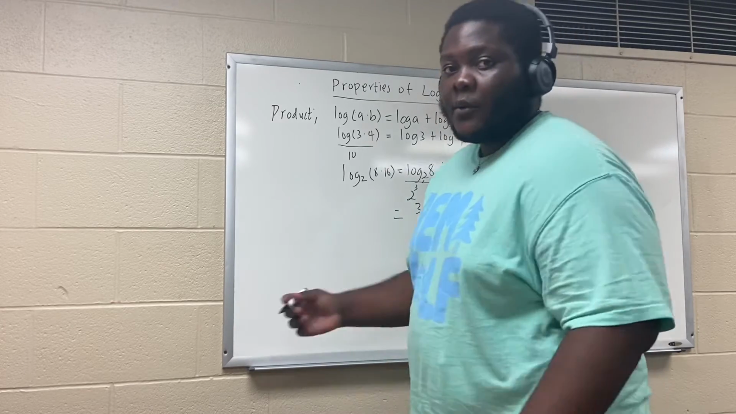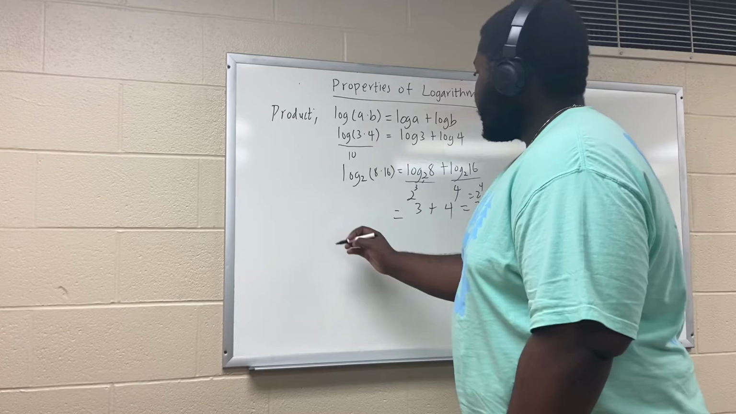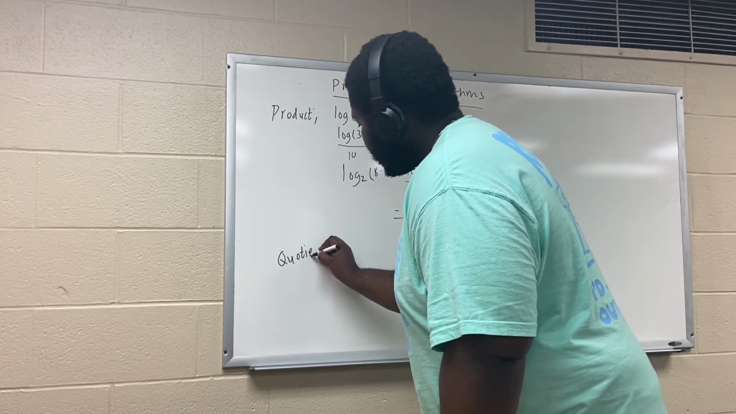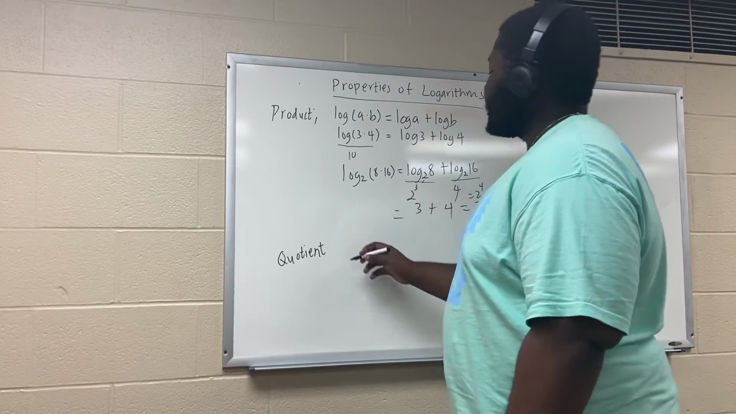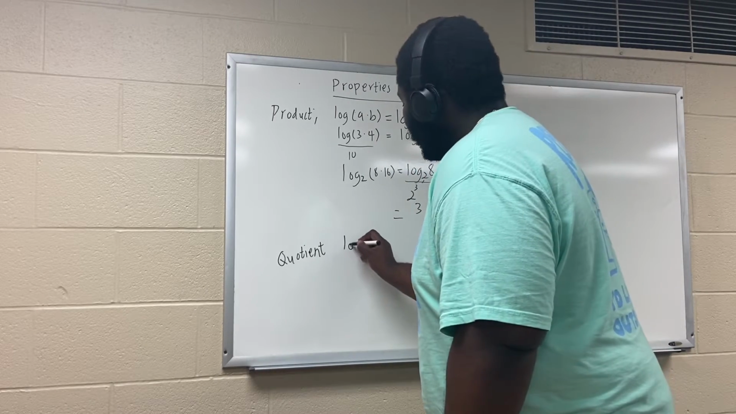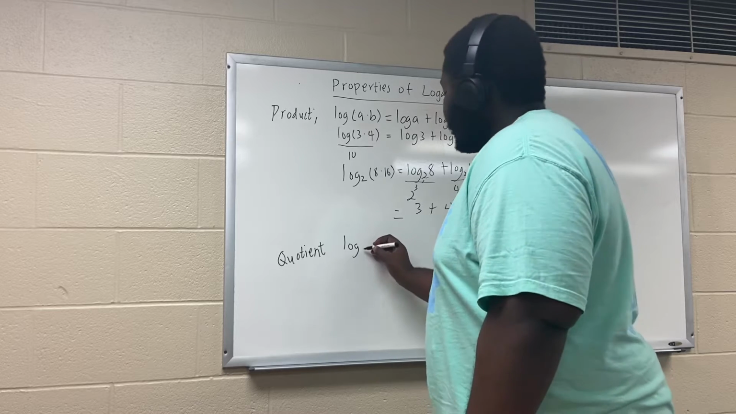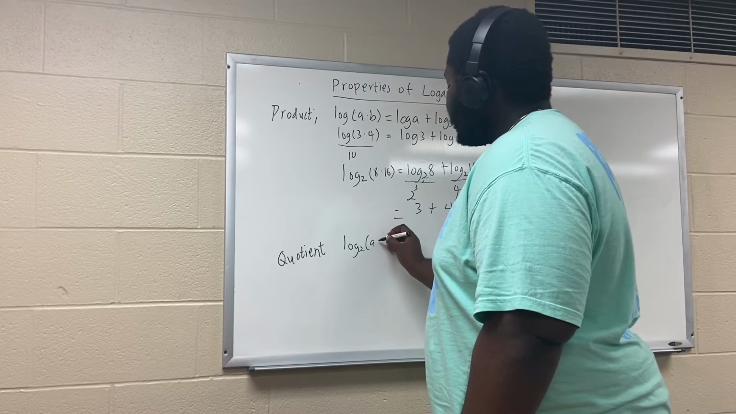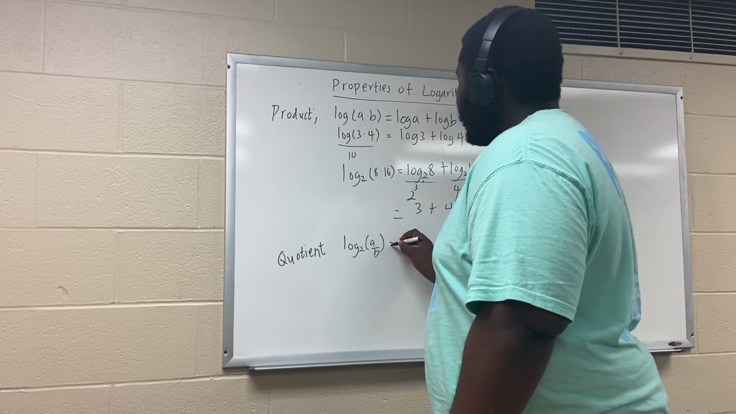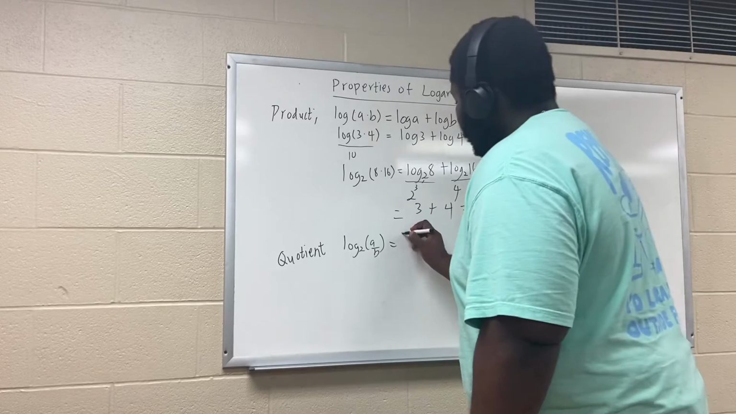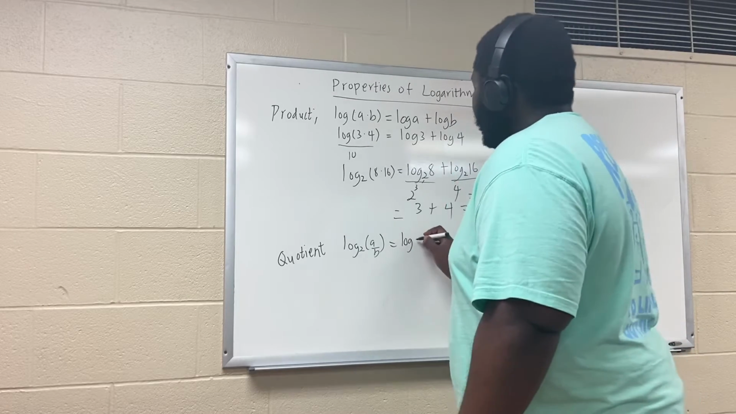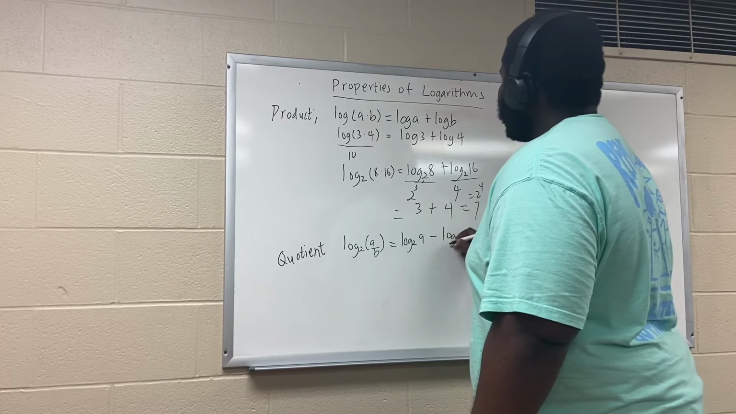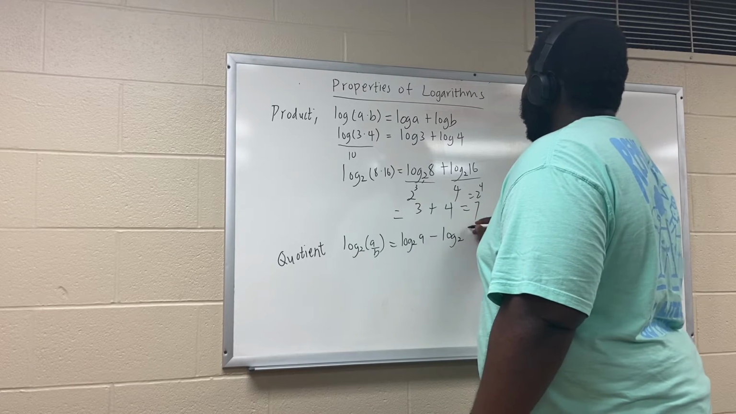Right, we're going to move on to the next property of logs, which will be the quotient, which is the same as division. So for the quotient, let's say we have log base 2 of A divided by B. You can rewrite this as log base 2 of A minus log base 2 of B.